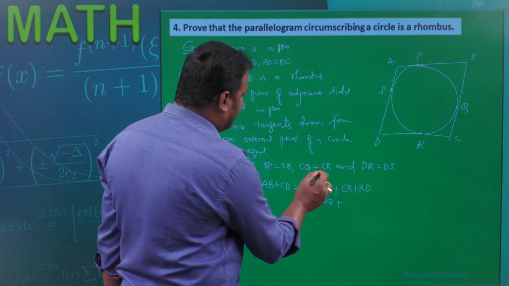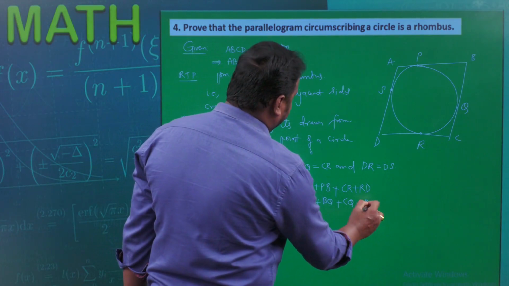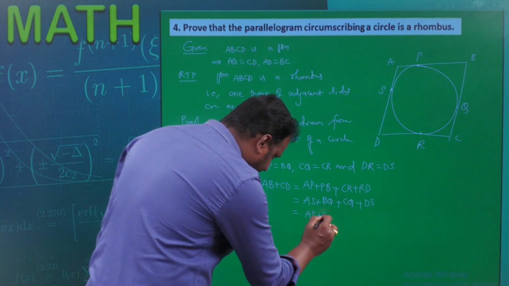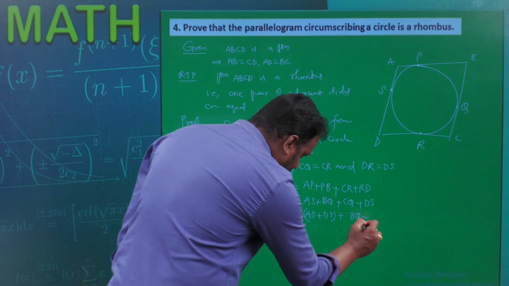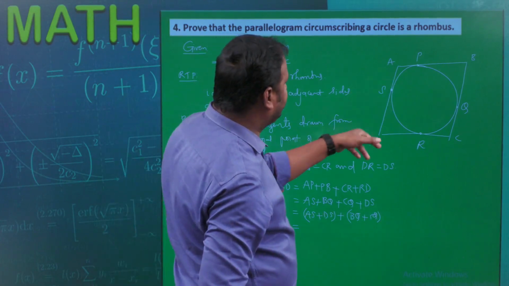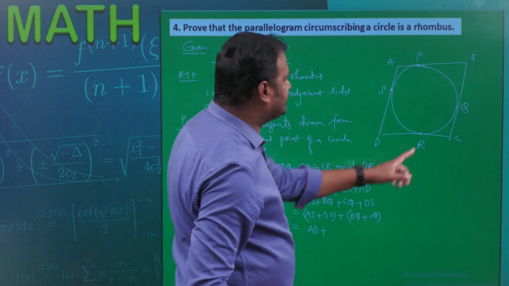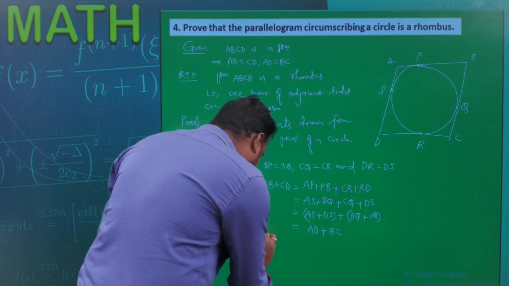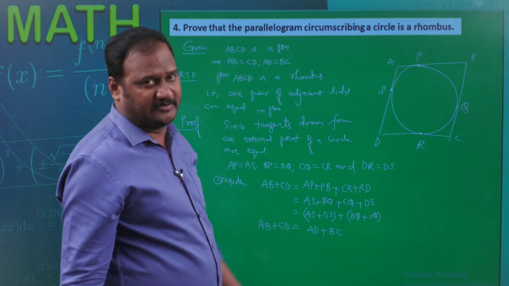Instead of CR, I can write CQ. Instead of RD or DR, I can write DS. So if I write AS as well as DS together, and BQ and CQ together, AS plus DS is equal to AD, plus BQ plus CQ. BQ plus CQ is going to be BC. So finally what I proved, AB plus CD is equal to AD plus BC. That is what I proved.